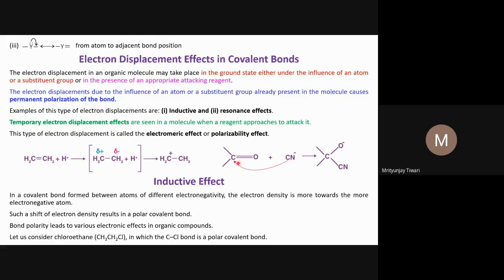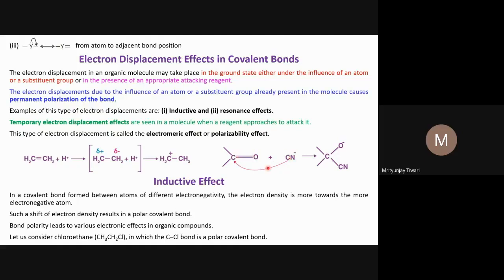And now, if this is gone here, what will happen? We'll see the CN minus ion attack here, therefore a partial positive charge here. And now, this shared pair of electrons will shift toward this oxygen atom, because it already had higher electronegativity. So there was already a polarization of this bond because of that.